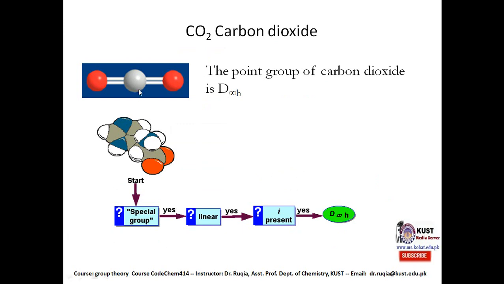Now we look at the simple example of carbon dioxide. Carbon dioxide is a linear molecule, so we start with the recognition: is it belonging to a special group? Yes. Is it belonging to the linear group? Yes. So we look at if center of inversion is present.